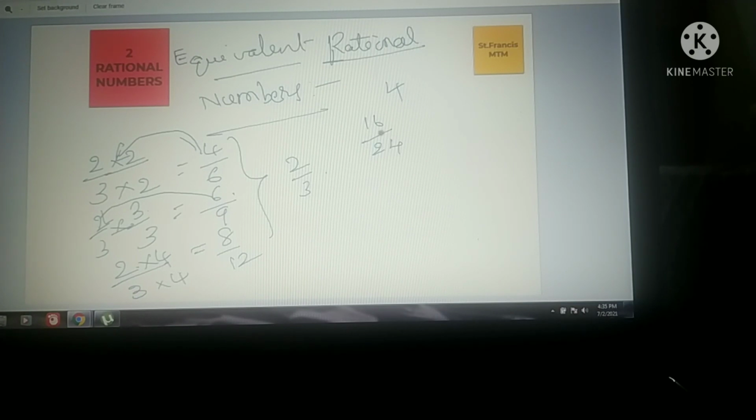So divide with 4. 16 divided by 4, whole divided by 24 divided by 4. Whatever I am doing in the numerator, the same thing I am doing in the denominator. Here I am dividing with 4, and in the denominator also I am dividing with 4 only. 4 1 time, 4 4 16. 4 1 time, 4 6 24. What do you get here? 4 by 6.